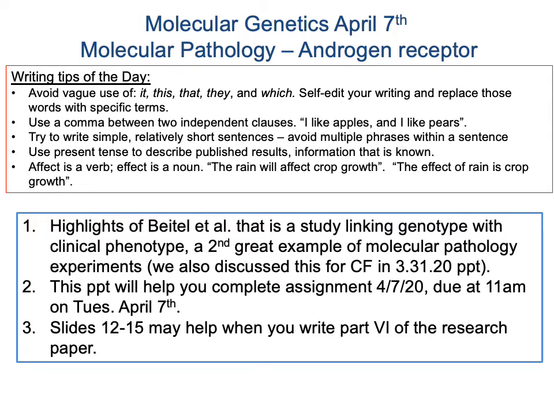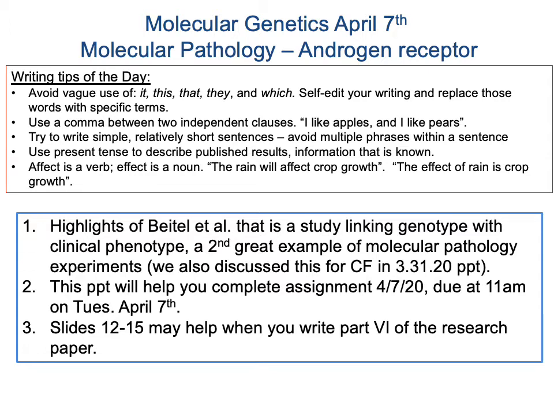At the top of this slide, I have a few writing tips of the day. So as you're continuing to work on drafts of your research paper, there's a couple things to look for, avoiding the vague use of it, this, that, they, and which. So you can just do a search in your own drafts and look for those words and then replace them with more specific terms to clarify what it is that you're referring to.